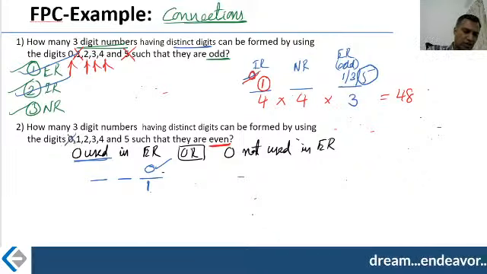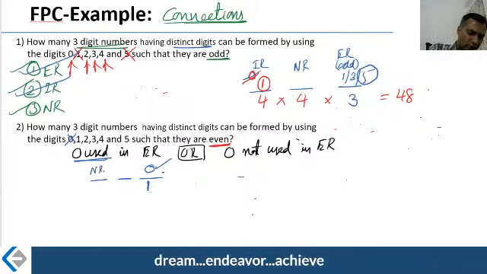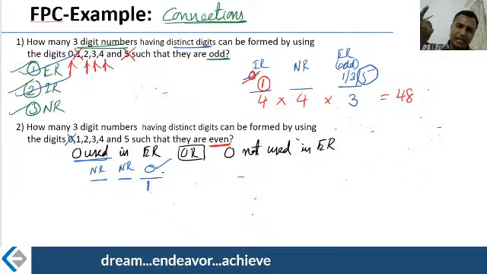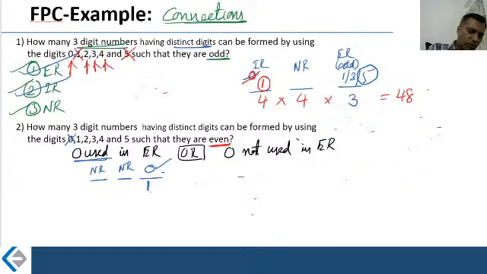Zero is done. So now we are saying, what about no restriction and no restriction? Because zero was what was causing the implicit restriction. Is there an implicit restriction now? No, because in the explicit restriction you used a 0.